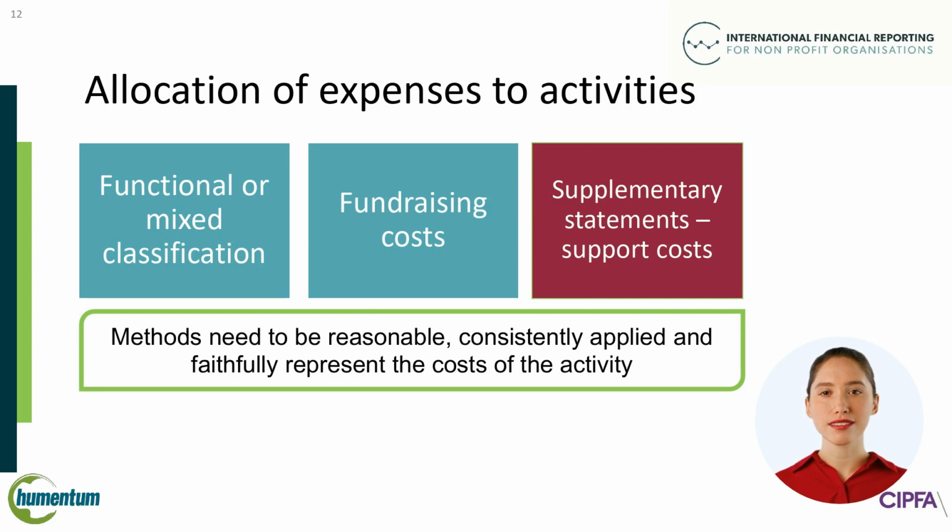INPAG provides guidance on the allocation and aggregation of expenses. This will be needed where a functional or mixed classification of expenses is used. It may also be needed to calculate fundraising costs, or to calculate support costs where supplementary statements are prepared in accordance with INPAG Practice Guide 1. Methods need to be reasonable and consistently applied to all activities, and also be consistent between reporting periods unless circumstances change. Methods selected must also ensure that the accounts faithfully represent the costs of activities.